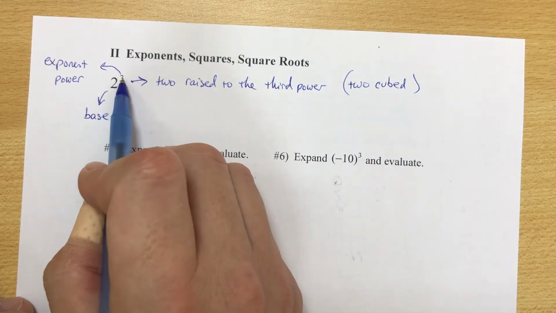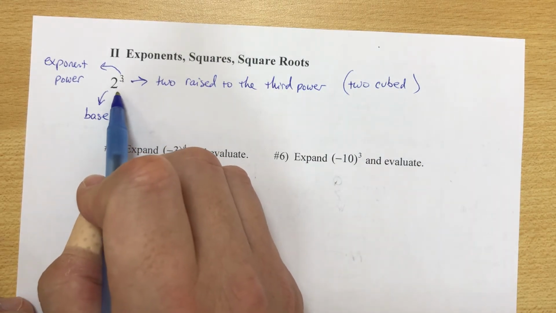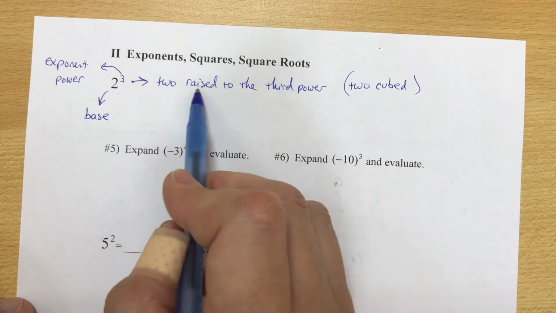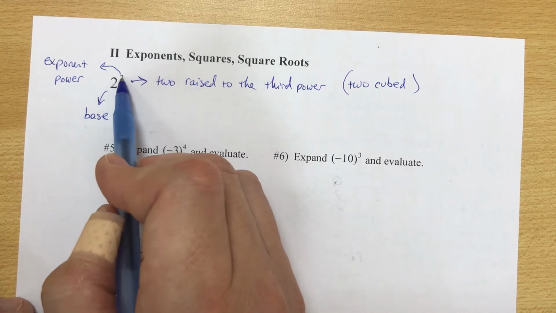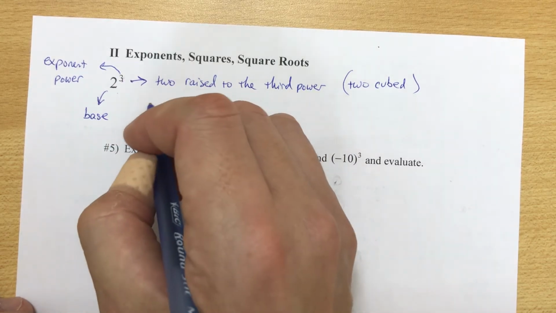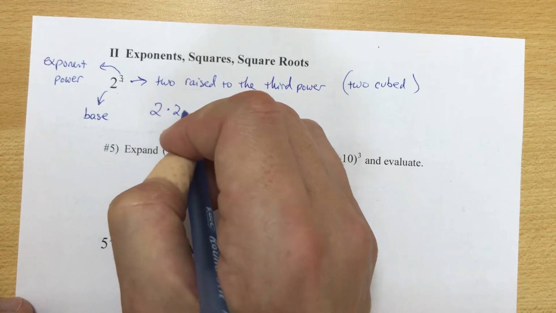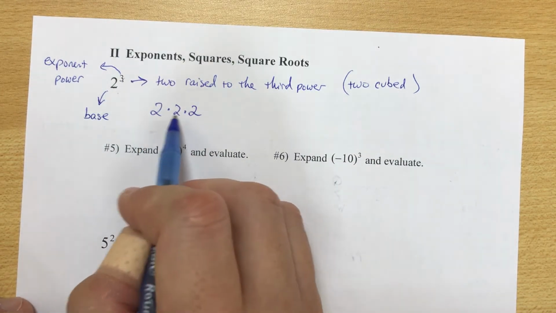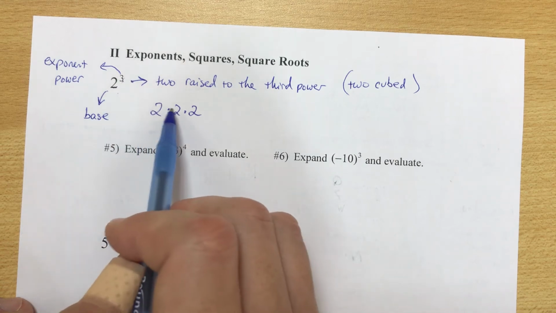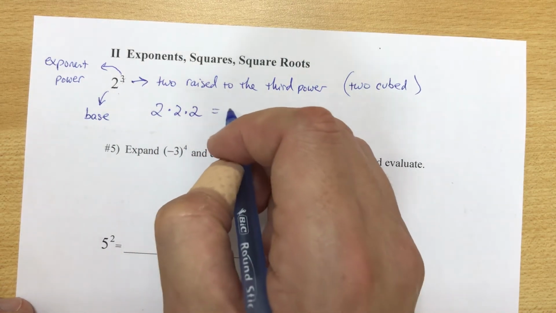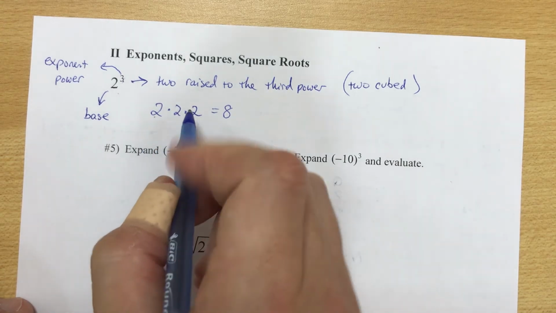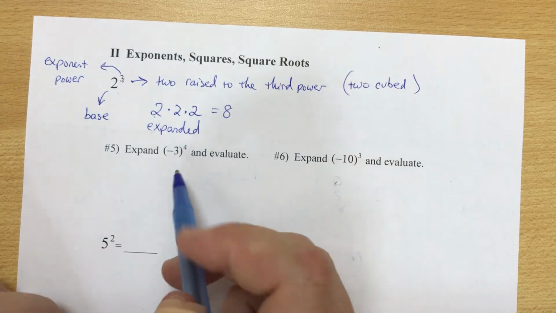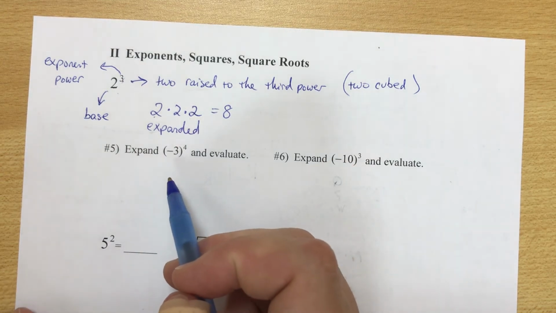What the exponent tells you is the number of times the base multiplies itself. So 2 raised to the third, and we say raised because it goes up a little bit, this number. It's smaller and it goes up. That means 2 times 2 times 2. So we take the base, and we multiply it by itself 3 times. Now you could say that's equal to 8, but when we write it out like this, we say that it is expanded. We made it longer to expand.